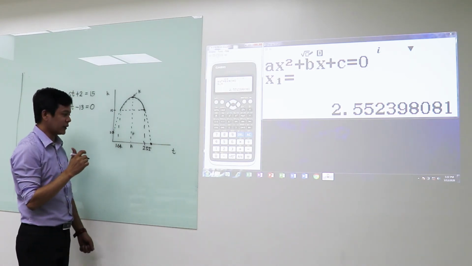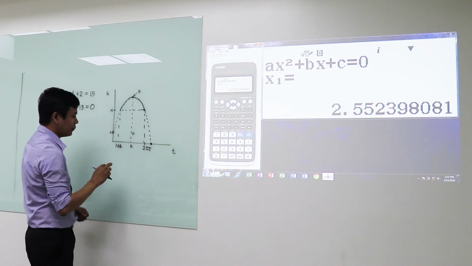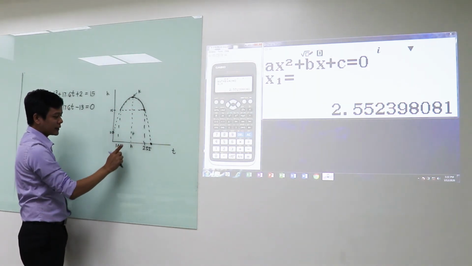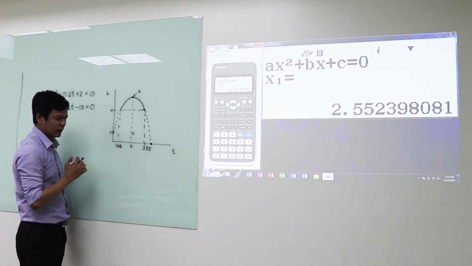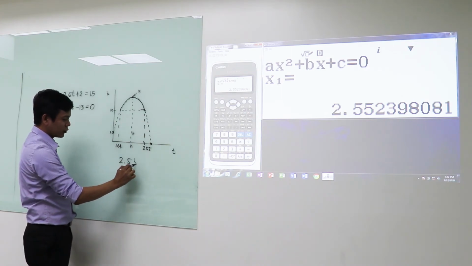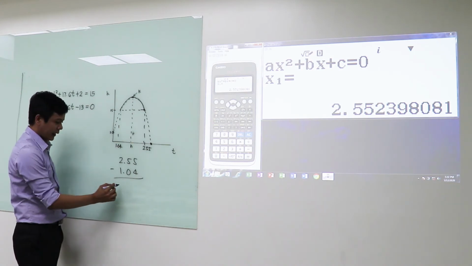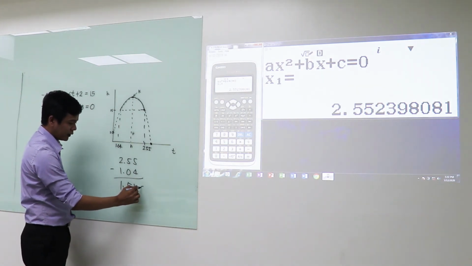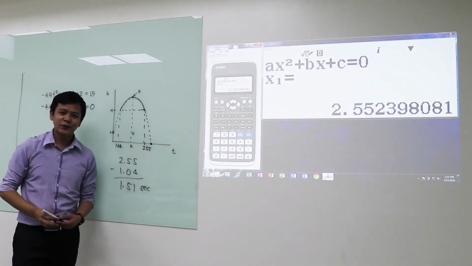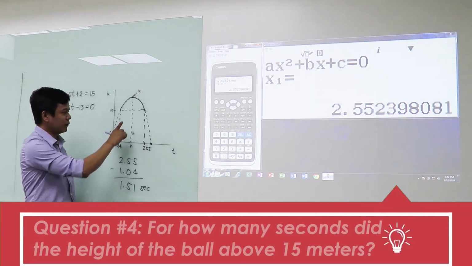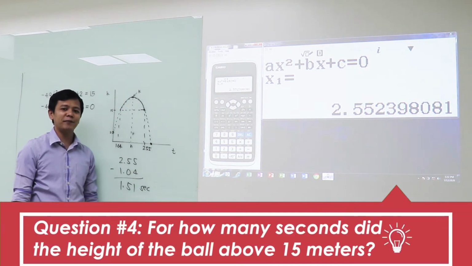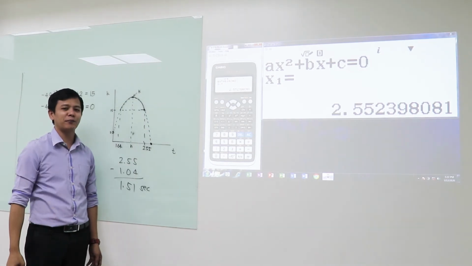Therefore, to determine the length of time where the ball is above 15 meters, we just have to subtract these. And of course, we can easily subtract 2.55 minus 1.04. And the answer is 1.51 seconds. So this is the length of time where the ball is above 15 meters. So that's the answer to our problem.